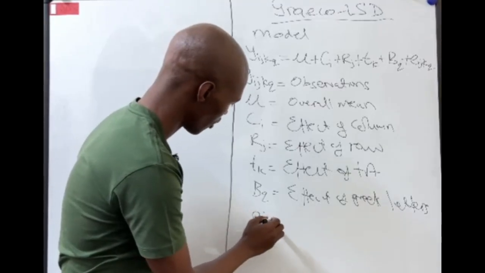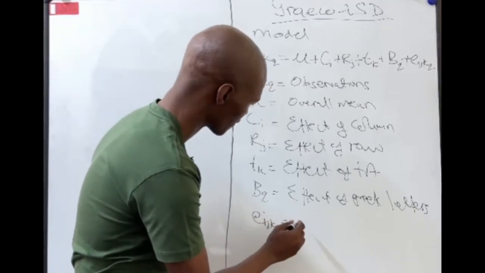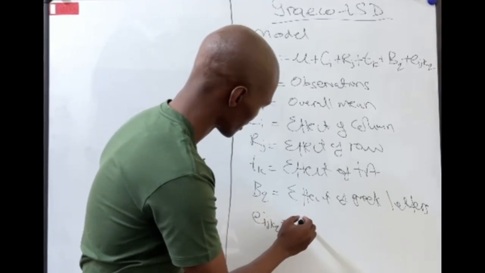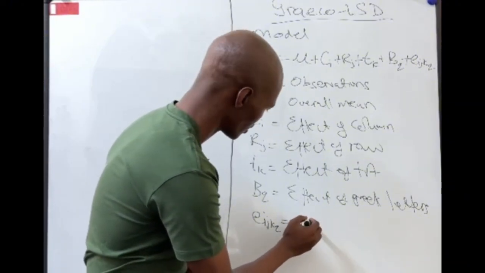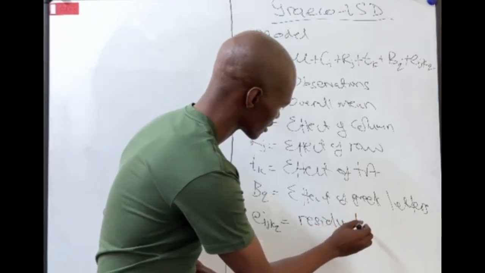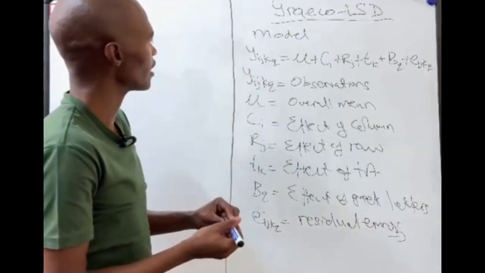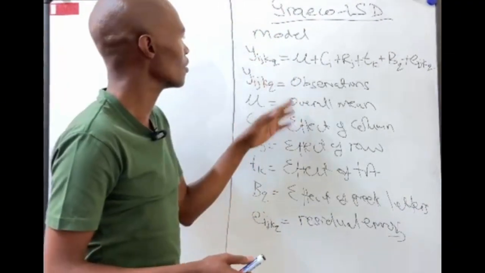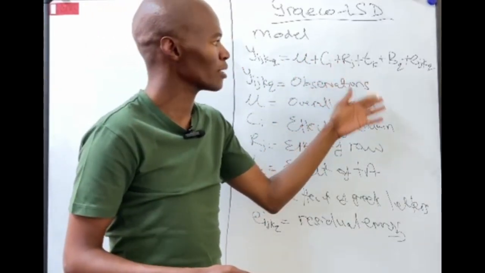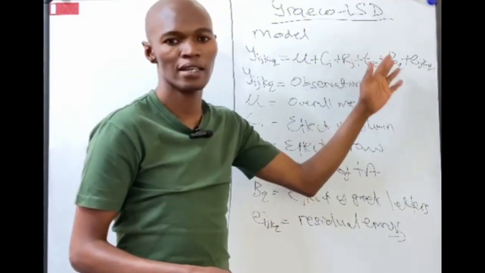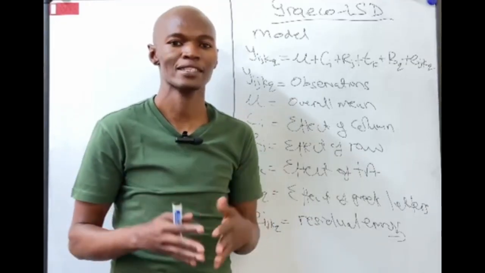You may notice that in all these experimental designs, when it comes to models, we have the error, because this is just the experiment. In the experiment, we are always estimating, so there is room for error. We call this one the residual error. So this is our model. In our model, we have Y_ijkq equals mu plus effect of the column, effect of the row, treatment effect, the effect of the Greek letter, and we also have the residual error. This is our model when it comes to Graeco-Latin square design.